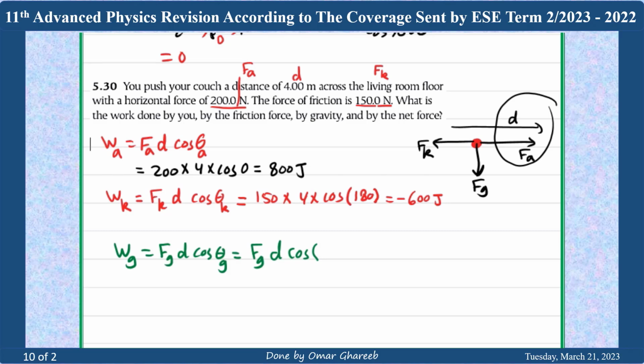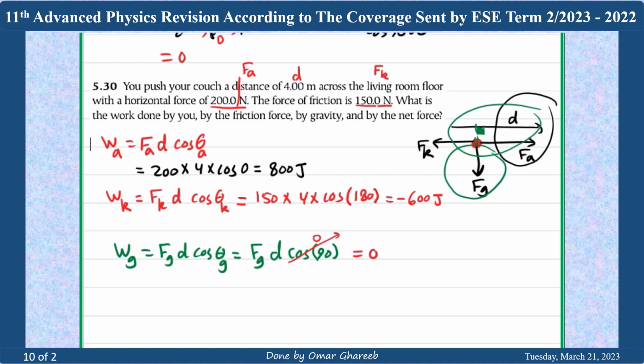The angle between the force and the distance or the displacement is 90 degrees. So cosine 90, and all of us know that cosine 90 is 0. So the work done by the gravity in this situation is 0.